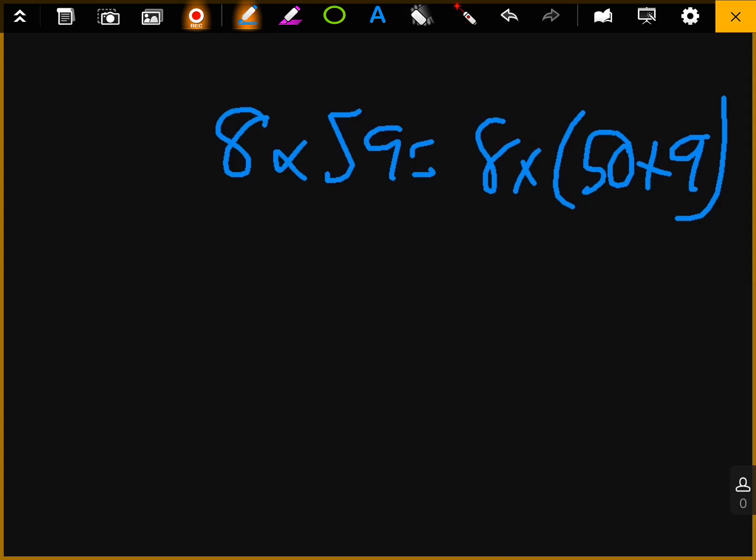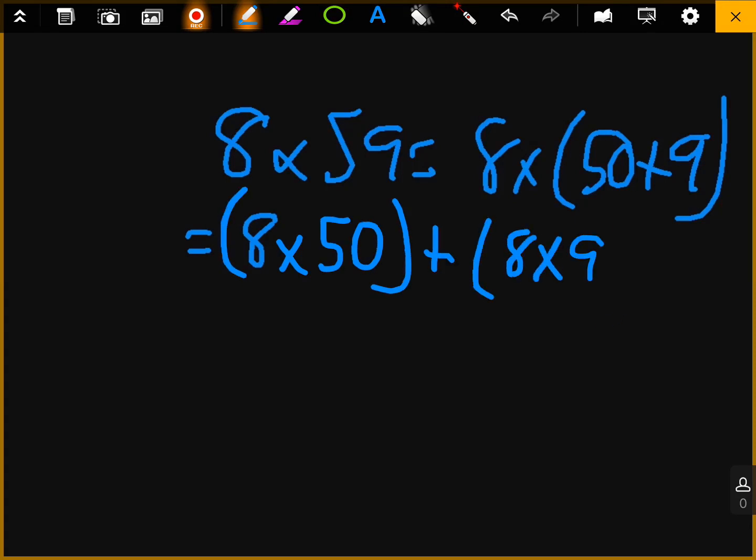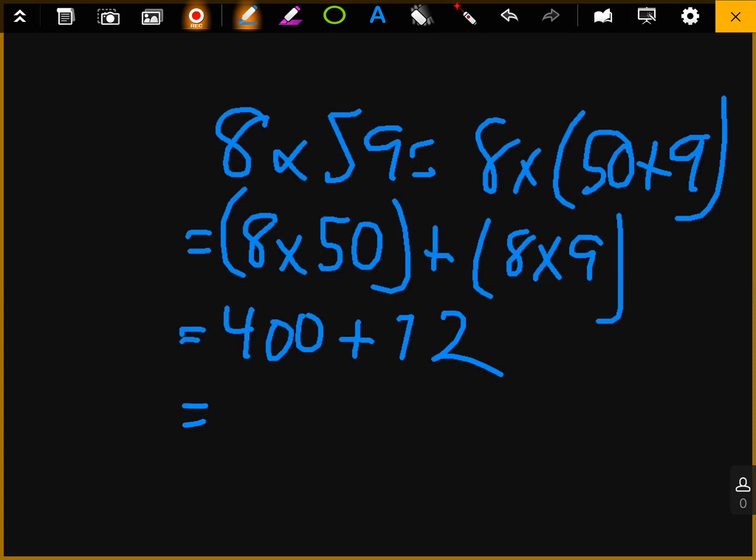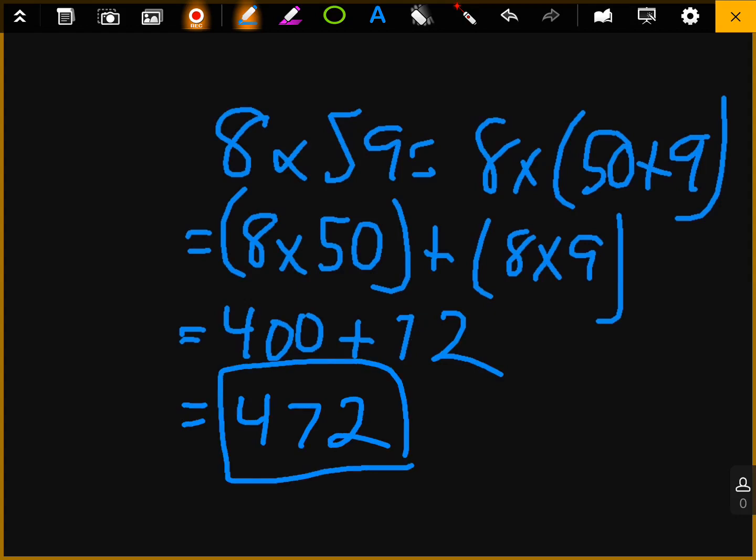I know I could do 8 times 50 on my own, and I could do 8 times 9 on my own. And to me, this is a lot easier than trying to multiply 8 times 59. So when you have numbers like this, and you don't know how to multiply them, say, okay, I don't know what 59 is, but I know 59 is 50 plus 9. I could do 8 times 50, because that's 400, because 8 times 5 is 40, plus that 0 with the 50 makes it 400. I know 8 times 9 is 72. Now all I need to do is add 400 plus 72, and I get 472. So that's a good way to use distributive property.